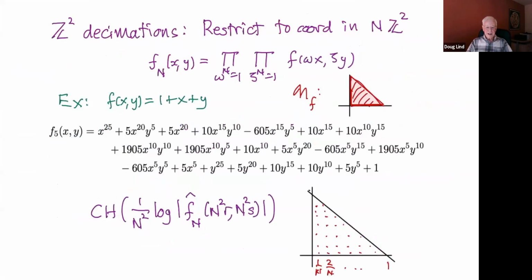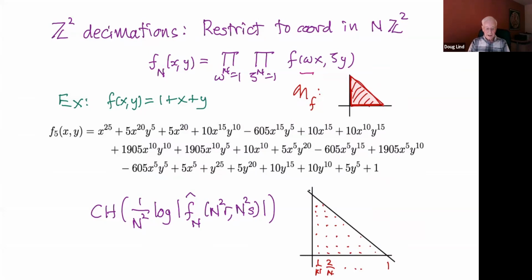Okay, z-squared decimations. Again, you just restrict to coordinates in the lattice nZ squared; the two-variable version of F_n is just rotating by the nth roots of unity here and the nth roots of unity here. So if you take, for example, 1 plus x plus y and do this when n is 5, you expand it all out, you get this complicated looking polynomial.